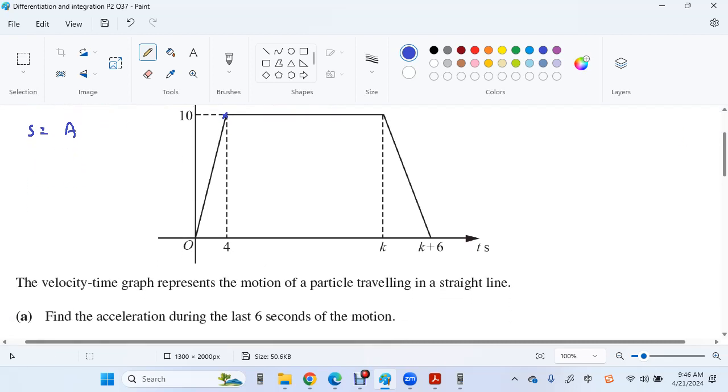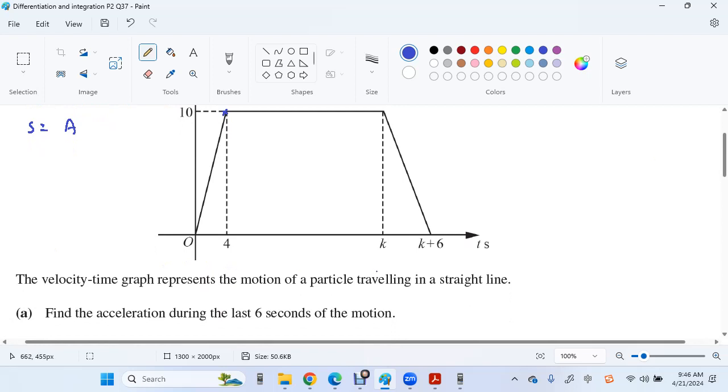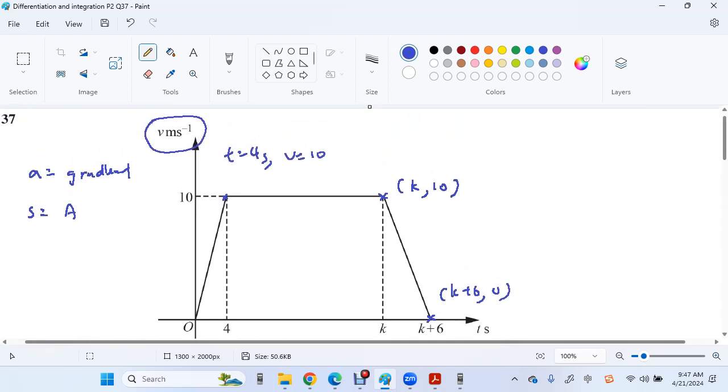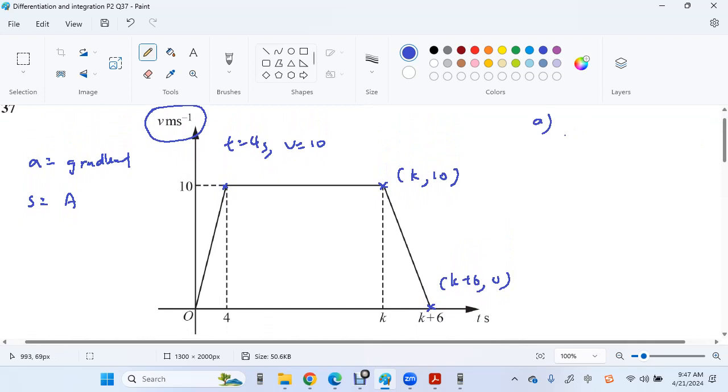Okay, so we look at the question. This is a VT graph. Motion of a particle traveling in a straight line. Find the acceleration during the last 6 seconds. So for the last 6 seconds, we have here the coordinate is k, 10, and this is k plus 6, 0. So the acceleration for the last 6 seconds will be the gradient. The gradient is 0 minus 10 over k plus 6 minus k. So the acceleration will be negative 10 over 6, that is negative 5 over 3 meters per second squared.